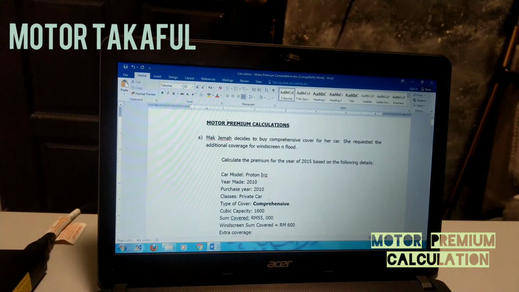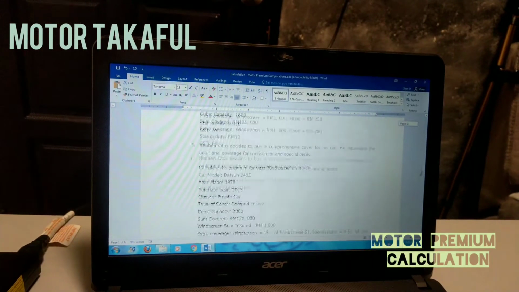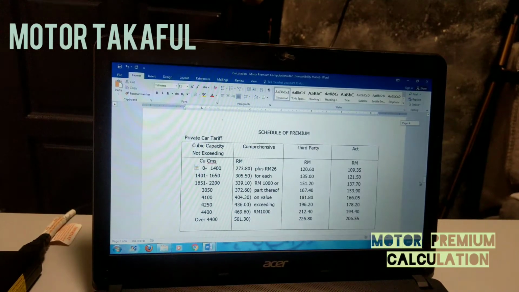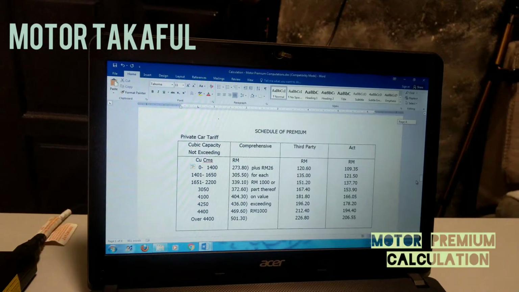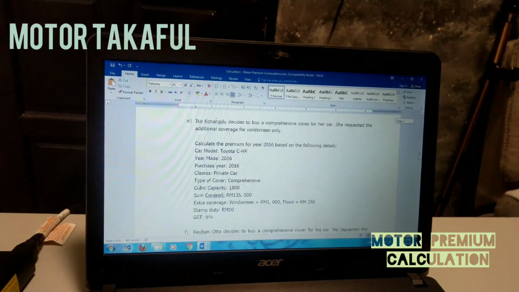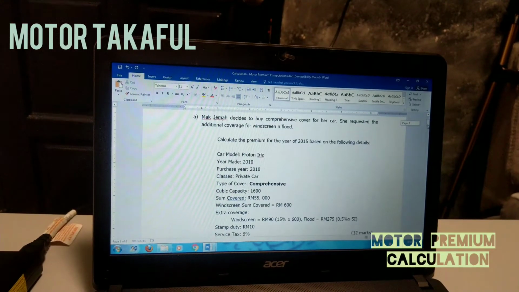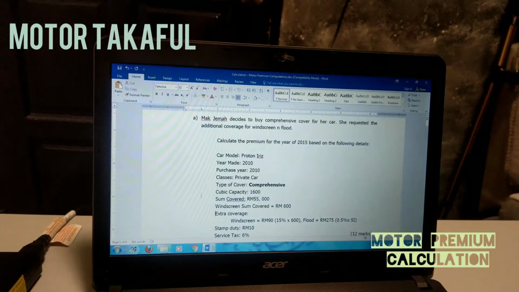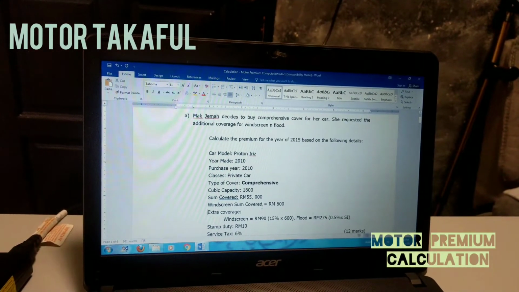Class is private car. Type of cover, comprehensive. If you look at the schedule of premium, we have comprehensive, third party and act only. But in your syllabus, we are looking at the comprehensive schedule of premium only. The sum covered of the car is 55,000. Sum covered, sum insured, is actually the value of the car, the value of the Proton Iris.